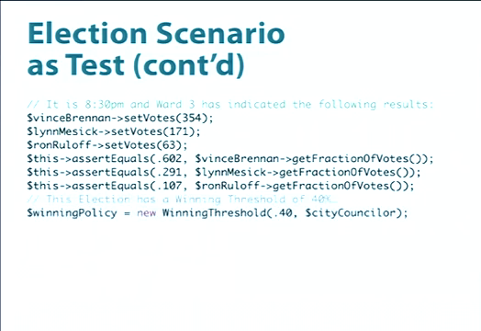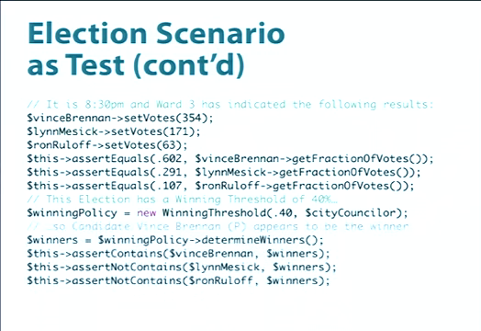This election has a winning threshold of 40%. Okay, instantiate a new winning threshold value object, setting its minimum percentage to 40%, or 0.40, and associating it with the city councilor election. Candidate Vince Brennan, progressive, appears to be the winner. So for winners, we call the determine winners method on the winning policy. We then assert that Vince Brennan is in that collection, in that array, and that Lynn Mizik and Ron Ruloff are not. So again, you can see we've literally taken that scenario and expressed it in code.